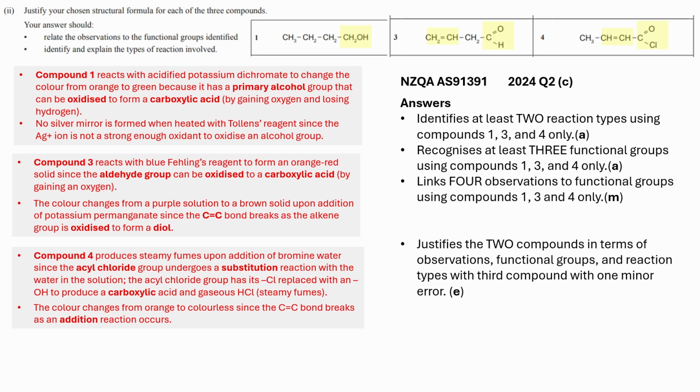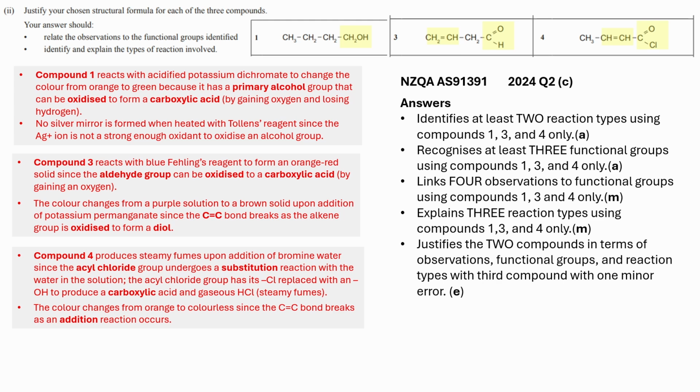If you can link 4 observations to the functional groups, so you're saying it's the primary alcohol, therefore that's why it changed color, then they're going to give you merit if you did 4 of them. If you can explain 3 reactions using compounds 1, 3, and 4, so any one of these 5, not including the second bullet point here, if you can say, hey, this is the functional group, it underwent this type of reaction to produce this new functional group, there you go, you have got a merit.